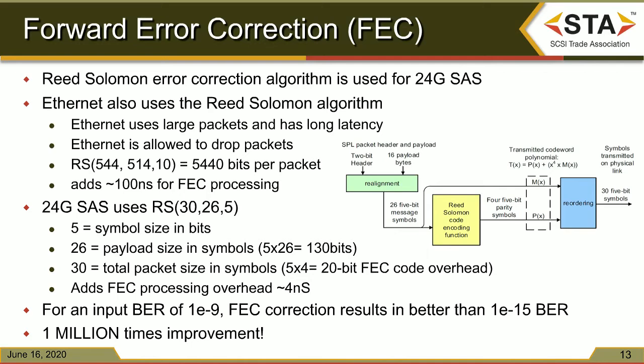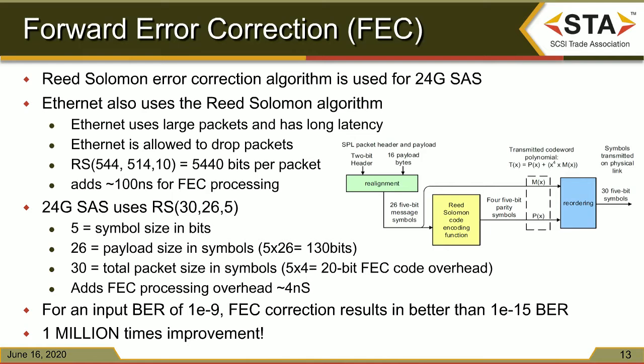So forward error correction. SAS uses the Reed-Solomon error correction algorithm. There are different types of this algorithm with different characteristics, but Reed-Solomon has good characteristics to match with the way that SAS works. Coincidentally, the same algorithm is used in Ethernet. Ethernet has a slightly different set of requirements. They use very large packets, and that topology is allowed to drop packets as well. So they can have data arrive in and out of order, and it doesn't disrupt the transmission very much.